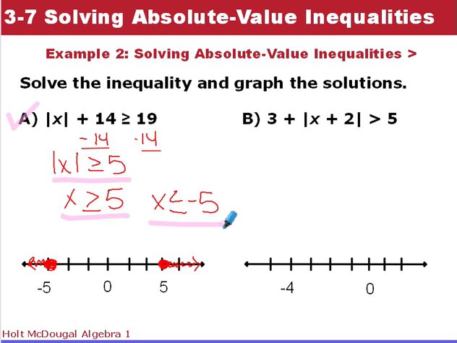This is a disjunction. Our two endpoints: 5, everything to the right, and our other endpoint, negative 5, has to be less than, so everything to the left.